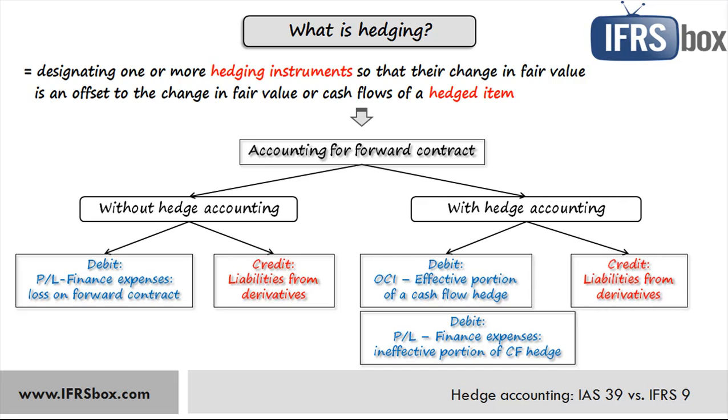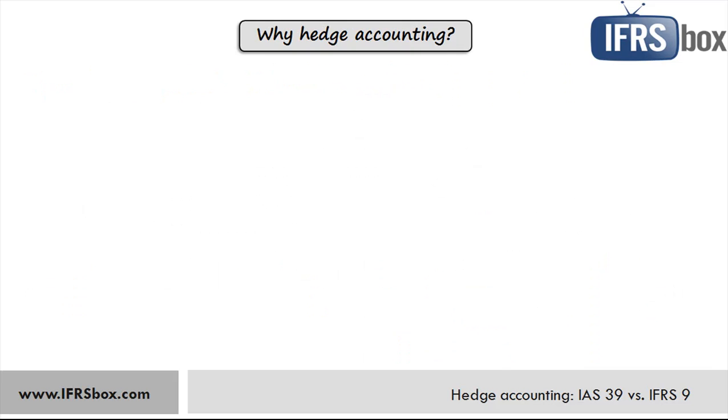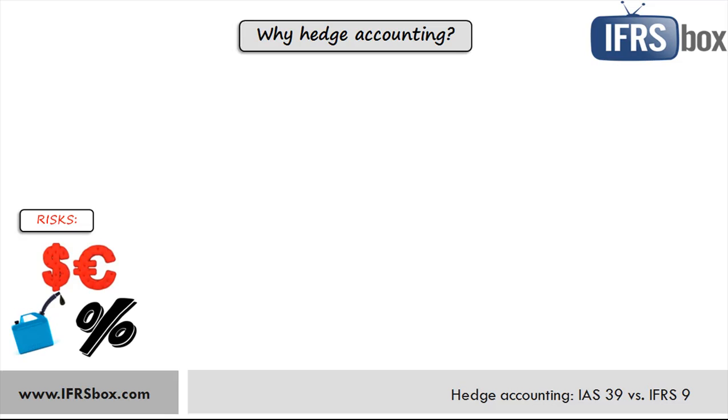So, here you can see that with hedge accounting, the impact of fair value changes of derivatives or any other hedging instrument on your profit or loss is significantly lower. In other words, profit or loss shows much smaller volatility with hedge accounting than without it. So now that we understand what the hedging is, why are there rules for hedge accounting and why do they change? First of all, with hedge accounting, you show that your company faces certain risks such as foreign currency risk, commodity price risk, or interest rate risk.